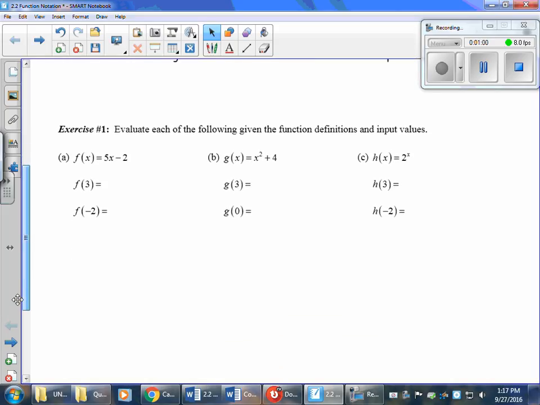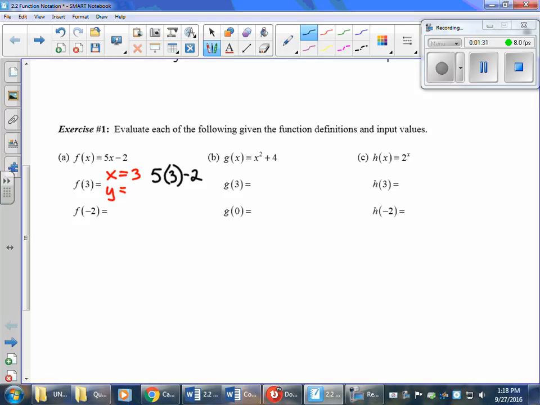So taking a look at exercise 1, it says evaluate each of the following given the function definitions and input value. So if you take a look at this, f of x equals 5x minus 2, and it's telling us to evaluate f of 3. So in other words, what they're telling us here is when x is equal to 3, what is y equal to? So let's do a little math and say 5 times 3 take away 2 is 15 take away 2, which is equal to 13.